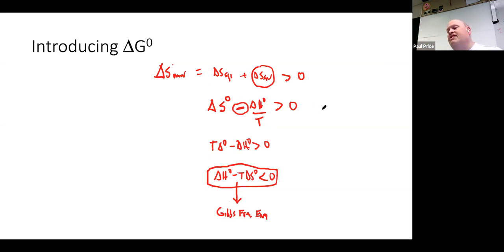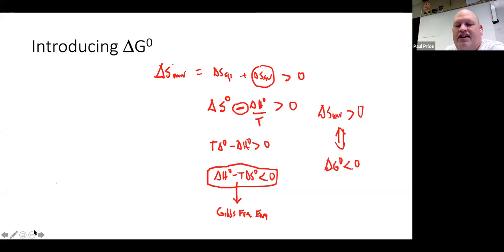So what that means is that if delta S of the universe is greater than zero, the reaction will be thermodynamically favorable. That's equivalent to delta G naught of the reaction being less than zero. So therefore, what we're going to have you do in AP is we're always going to have you calculate delta G naught of the reaction, okay, from right there.